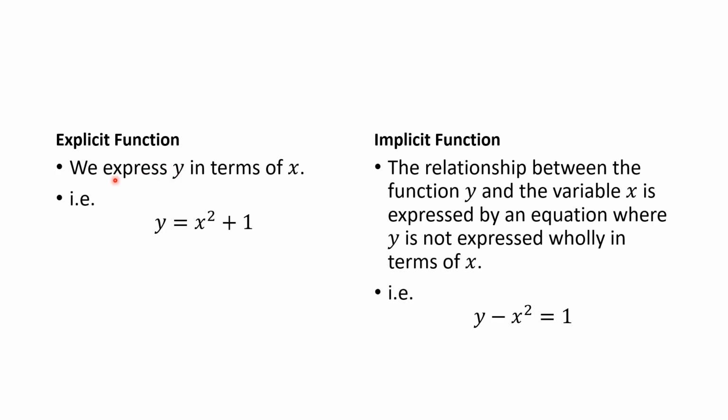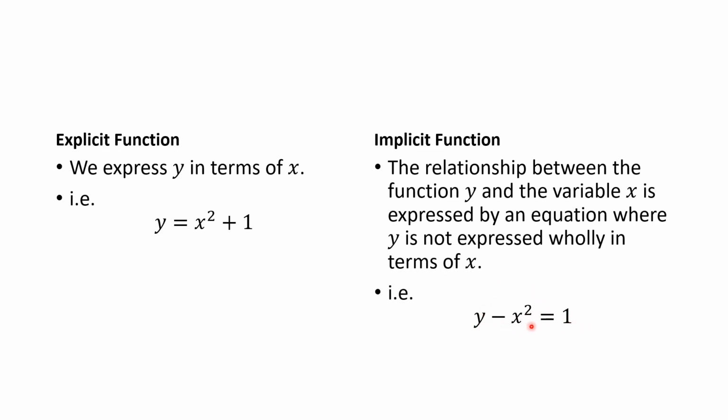We express y explicitly in terms of x. So we have y alone on one side of our equation, and we have our x's and everything else over here. Then we have an implicit function. This is where the relationship between the function y and the variable x is expressed by an equation where y is not expressed wholly in terms of x. So we have something like this: y minus x squared equals 1.